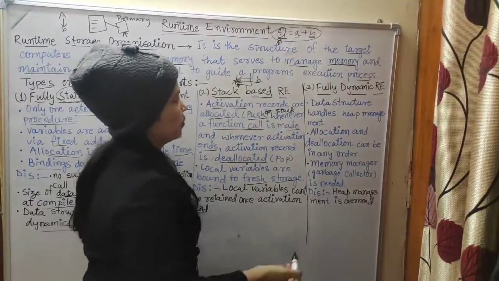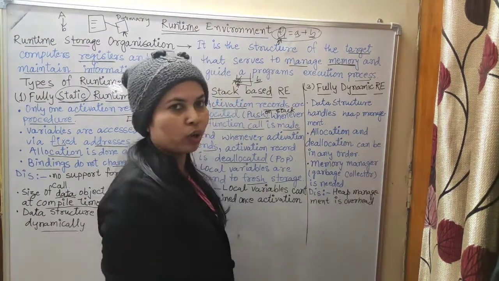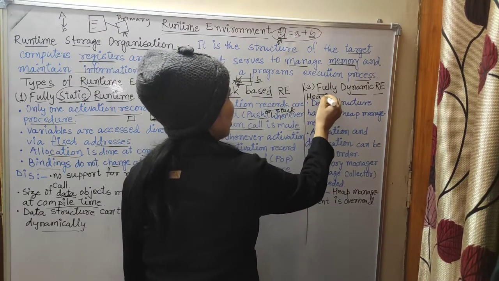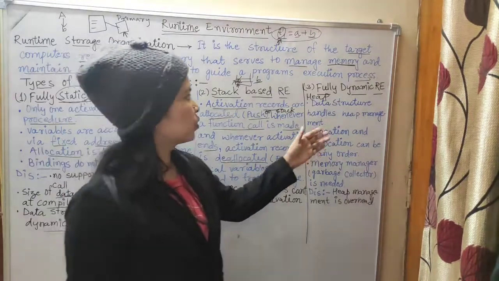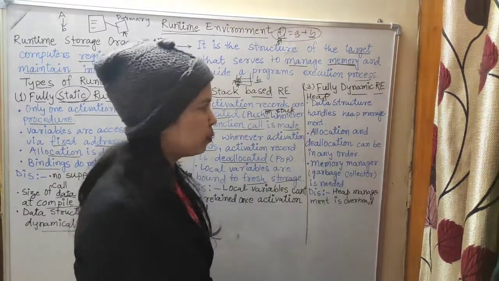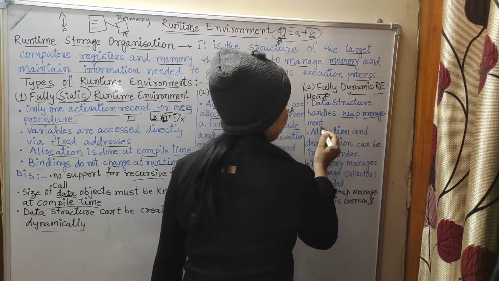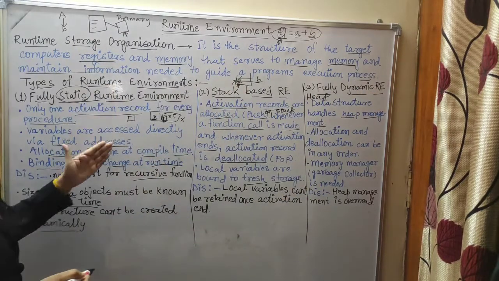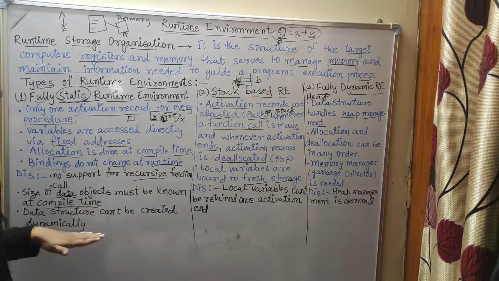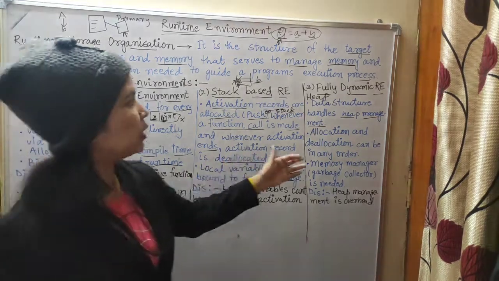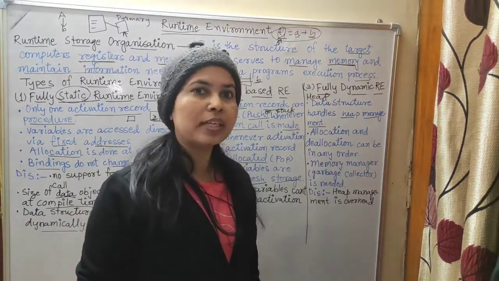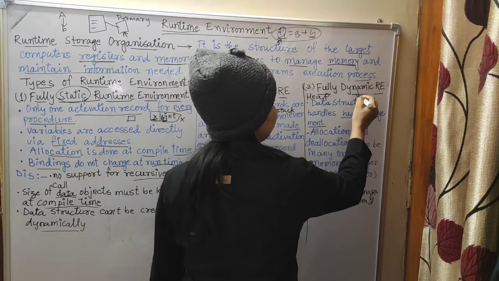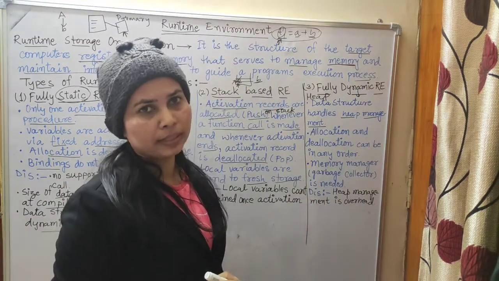Okay, next, fully dynamic runtime environment. Another name is heap, or heap allocation. The data structure handling is called heap management. Here in the fully dynamic one, look at the first one, the static part, where data structure can't be created dynamically. Whenever we go to dynamic, we can change it. You can say that dynamic means change, but here there is no fixed length of the data.